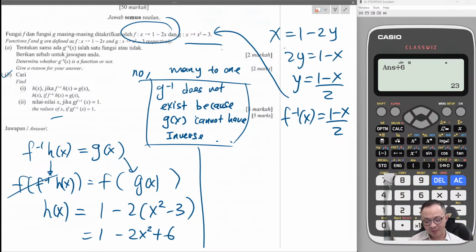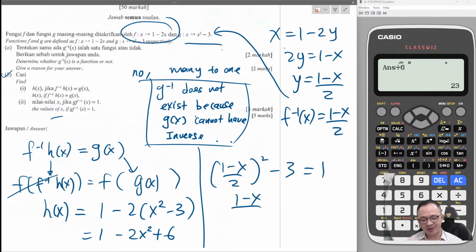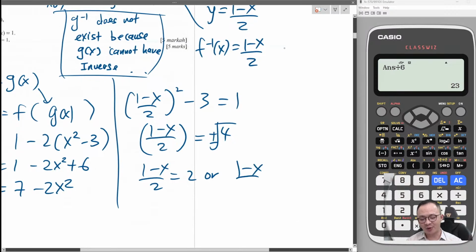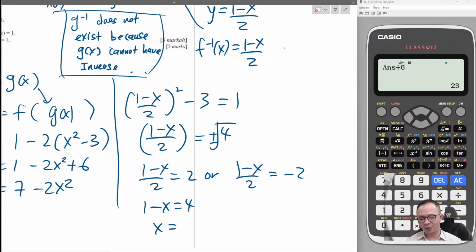So therefore, x squared minus 3 equals 1. What is my x? It's f inverse. I insert it. So ((1 minus x) over 2) squared equals 4. Then square root it. The square moves to the other side and becomes a square root. So (1 minus x) over 2 equals 2, or (1 minus x) over 2 equals negative 2. 1 minus x equals 4, x equals negative 3. 1 minus x equals negative 4, x equals 5. We get both of the answers.